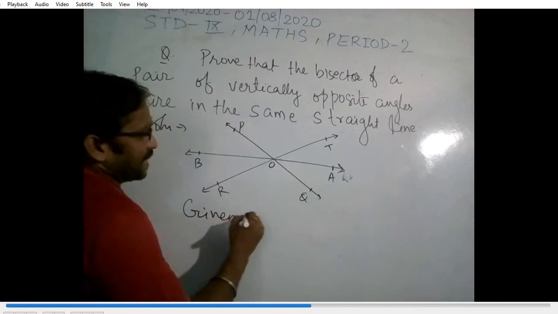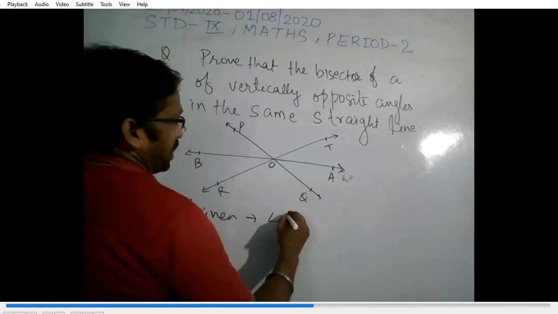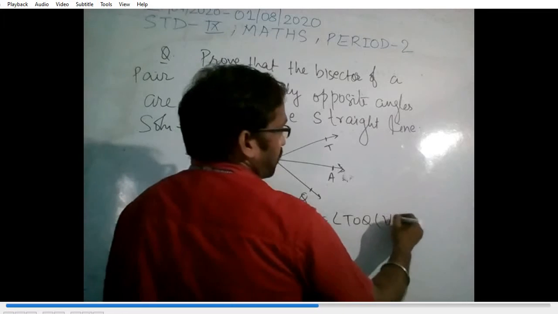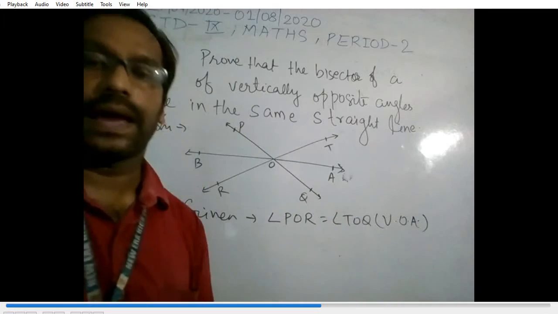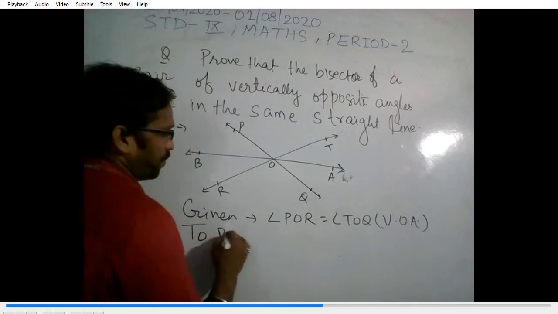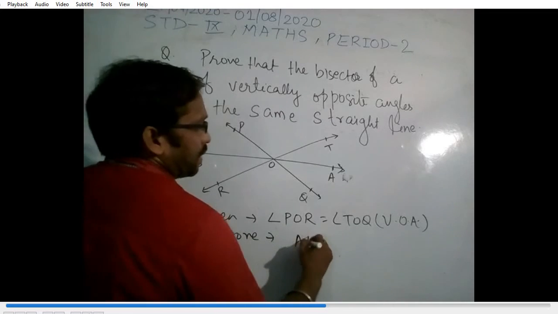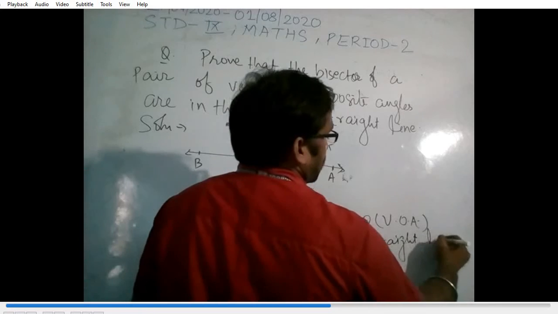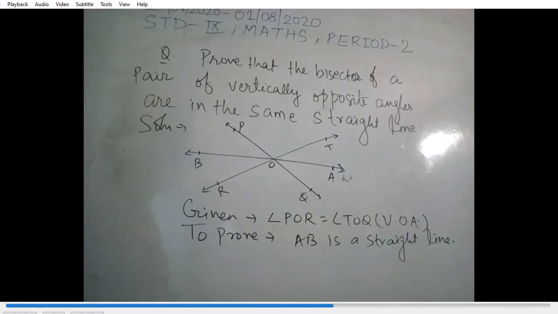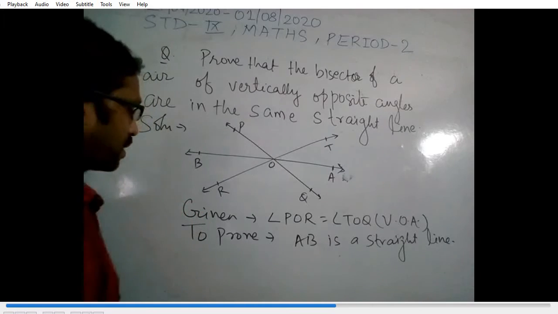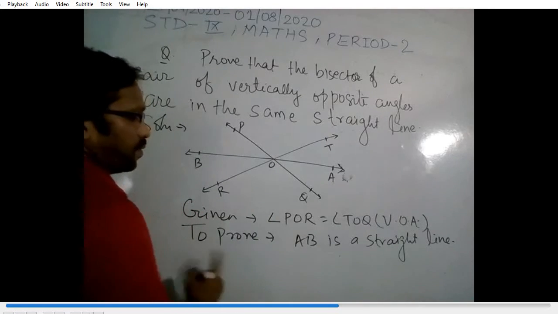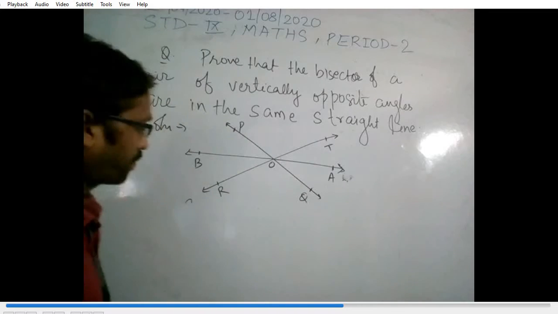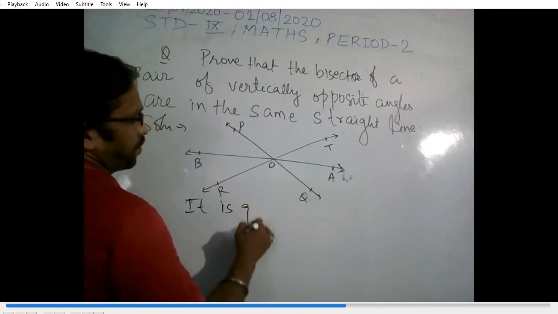So vertically opposite angles are angle POR and angle TOQ. In the first class I explained what vertically opposite angles are, and in my previous video also I have explained it. So I will use that. So angle POR is equal to angle TOQ, vertically opposite angles. Now we have to prove that AB is a straight line. That means on that AB, whatever rays are standing, the angles formed by these rays should be 180 degrees. So this is the idea that I need to apply here.